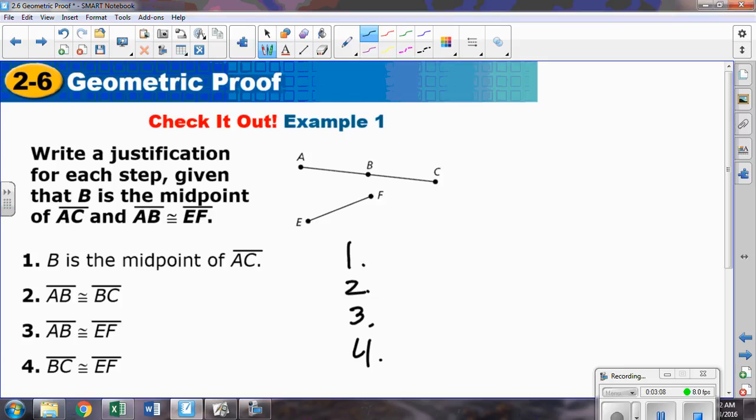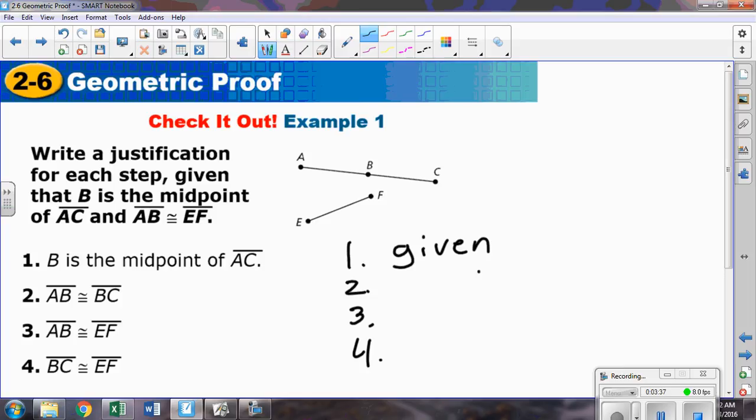Starting off, write a justification for each step, given that B is the midpoint of AC, and AB is congruent to EF. So step number 1, B is the midpoint of AC. How do we know that's true? Because they told us to. They told us that right at the beginning. We were given that it was true.